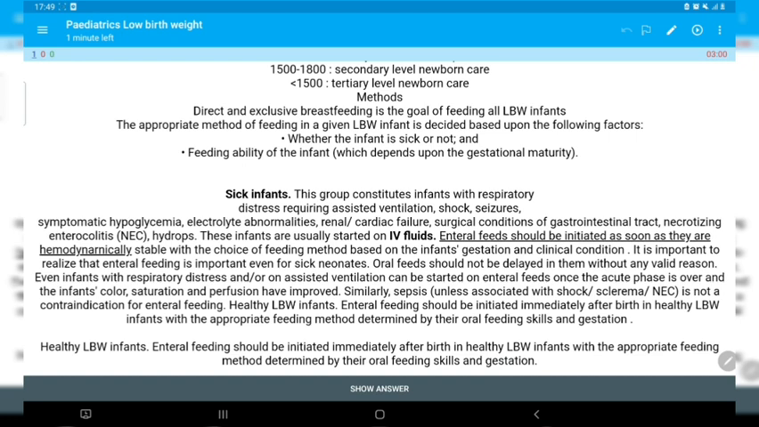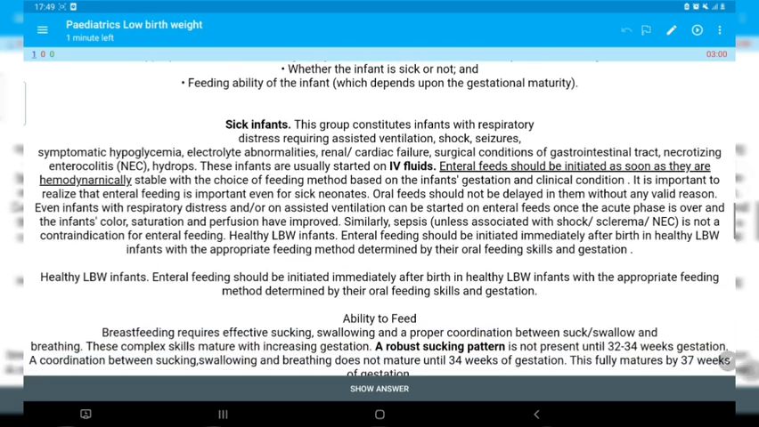The sick infants are those suffering from respiratory distress, shock, seizures, symptomatic hypoglycemia, electrolyte abnormalities, renal or cardiac failure, surgical conditions of the gastrointestinal tract, necrotizing enterocolitis, hydrops fetalis. So sick infants must be started with IV fluids, and after the vitals are stable, we can give enteral feeding.